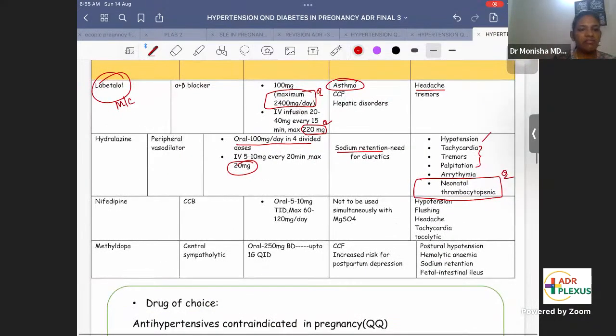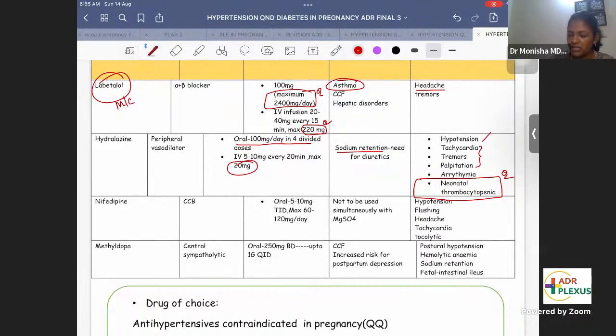What are the other drugs? Nifedipine, as we know, is a calcium channel blocker, which is given as 5 to 10 milligram TID dose, and maximum up to 60 to 120 milligram. Remember, it should not be used with magnesium sulfate. Why? Because nifedipine is a calcium channel blocker, and magnesium sulfate also blocks the calcium channels. So it should not be given simultaneously.